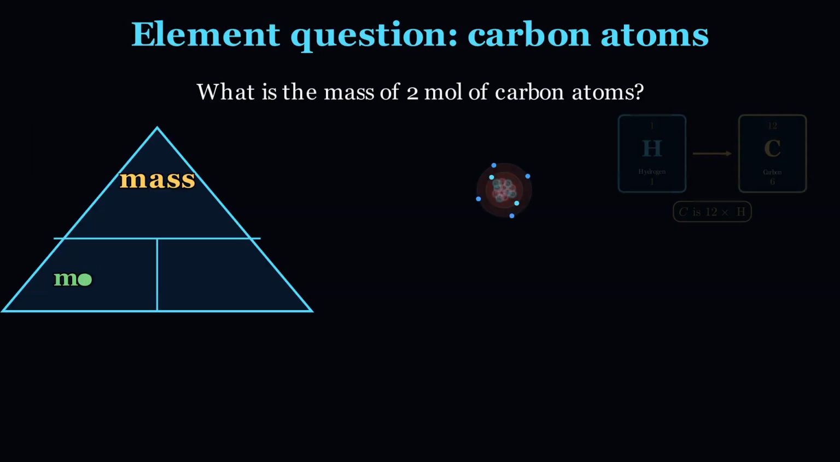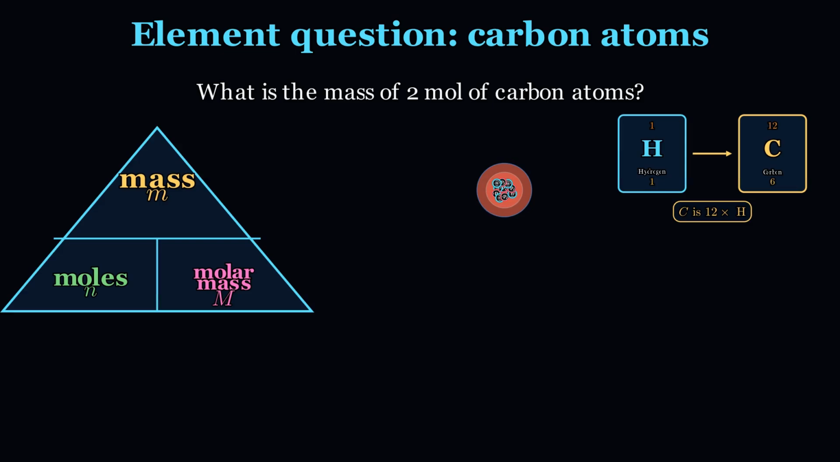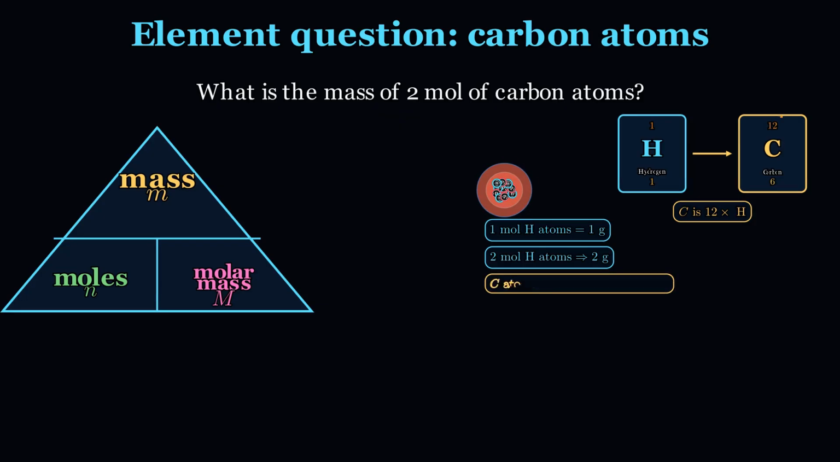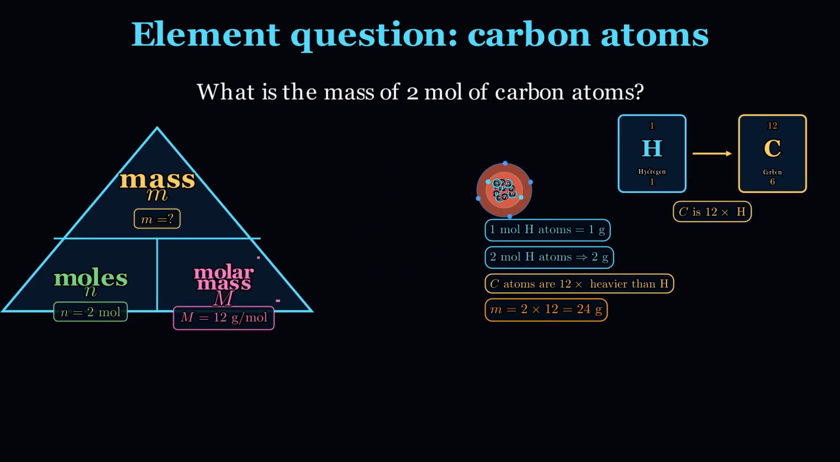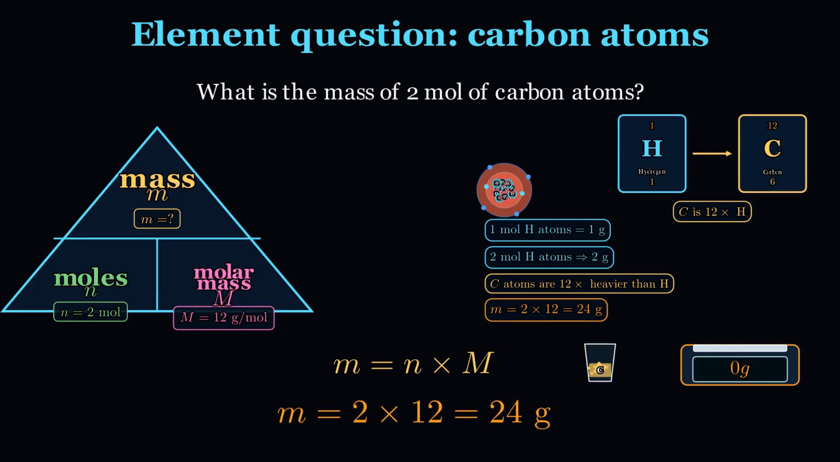Now try carbon. What is the mass of 2 moles of carbon atoms? Start from hydrogen again. 1 mole of hydrogen atoms has a mass of 1 gram. So 2 moles of hydrogen atoms would have a mass of 2 grams. Carbon atoms are 12 times heavier than hydrogen atoms. So we multiply by 12. 2 multiplied by 12 is 24. Using the triangle, mass equals moles multiplied by molar mass. Mass equals 2 multiplied by 12. So the mass is 24 grams.